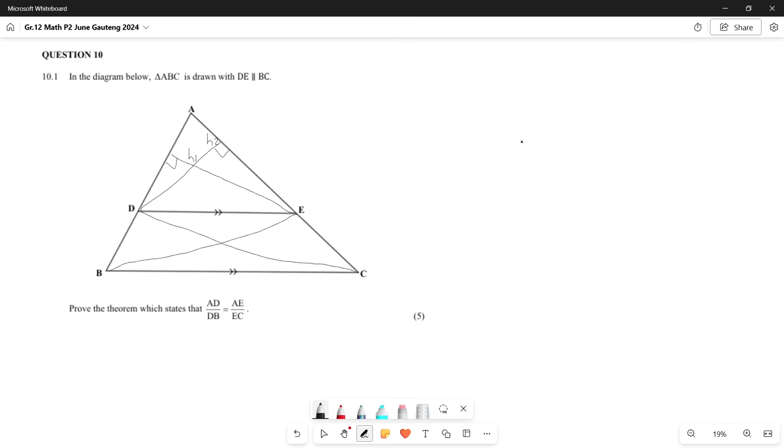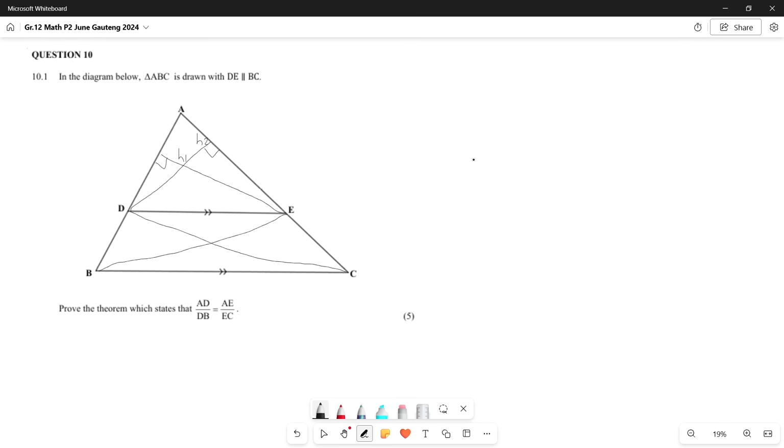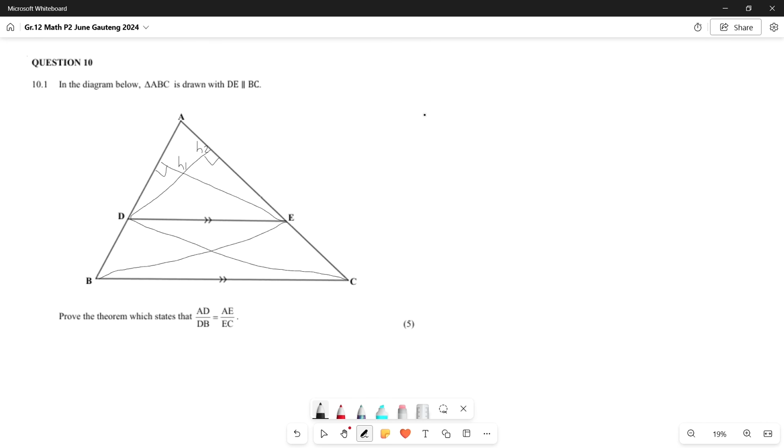So on the rubric, we won't get any marks if we haven't done these constructions. So I'm just going to go ahead and write the constructions that we did. We have perpendicular height H1 on AD, as we can see over here, and we also have perpendicular height H2 on AE, as we can see over there. We also joined DC and BE, as we can see here, DC and BE over there.